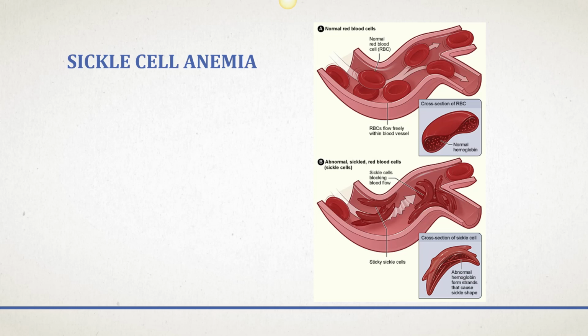Normally, when we have diverging blood vessels, the red blood cells just flow through easily, and they can squeeze through the various blood vessels because they're circular. But when you have sickle-shaped red blood cells, the red blood cells get caught in diverging blood vessels, and that can cause many of the symptoms.